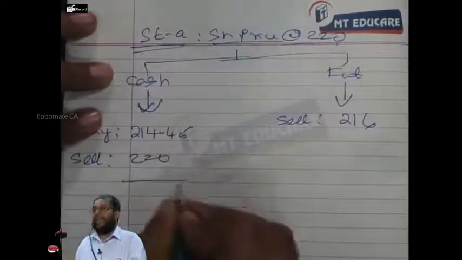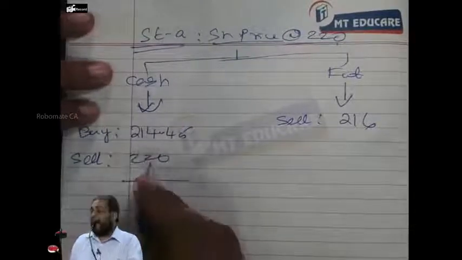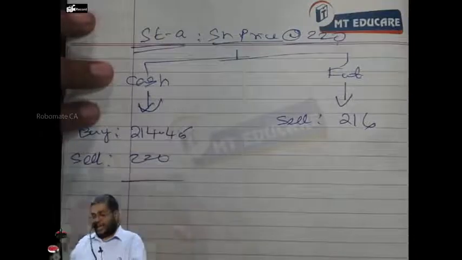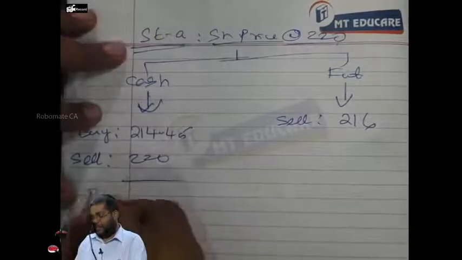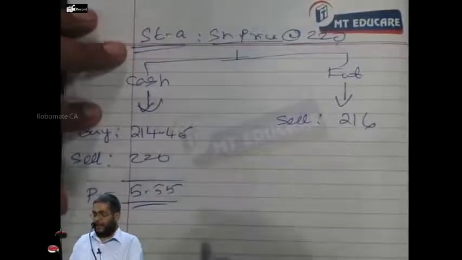I am happy in the cash market. I paid 214 to buy it and sold at 220. How much am I happy? The profit is 5.55.